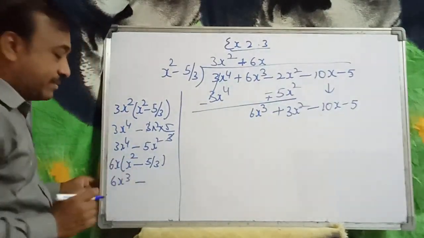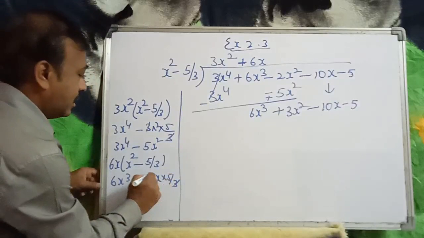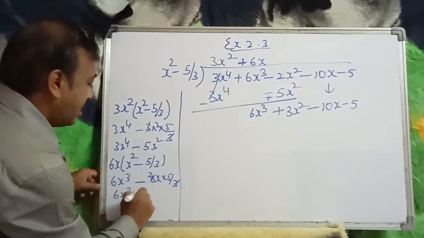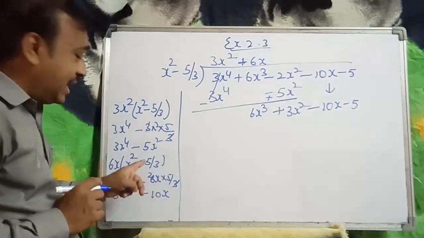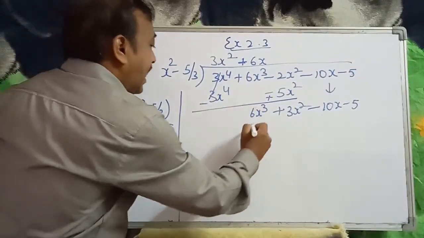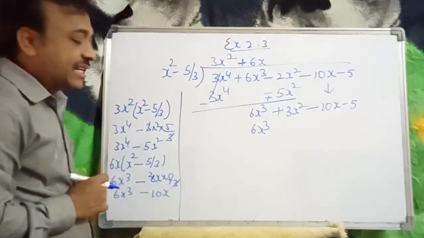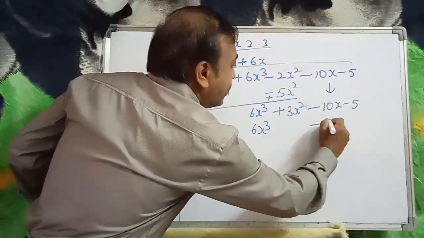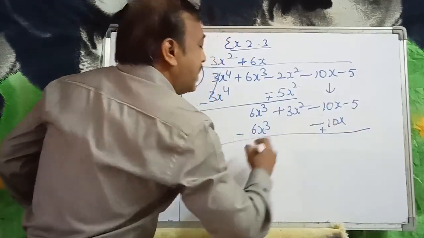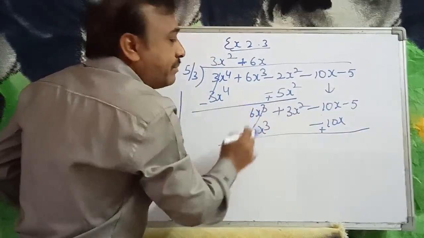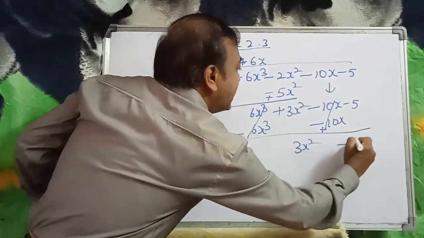Then plus into minus, minus 6x into 5 by 3 will give you 6x cube minus 2x into 5, that is 10x. 3 twos are 6, if you cancel, 2 into 5, 10x. So under 6x cube you write 6x cube, and minus 10x under 10x. Then subtraction, this is minus and this becomes plus. So these two get cancelled, because both plus and minus, here also minus and plus get cancelled. You have 3x square and minus 5.